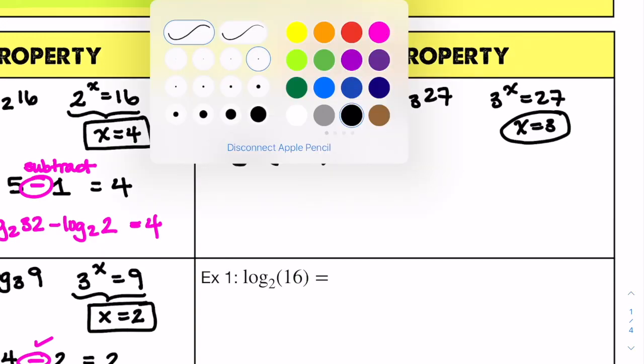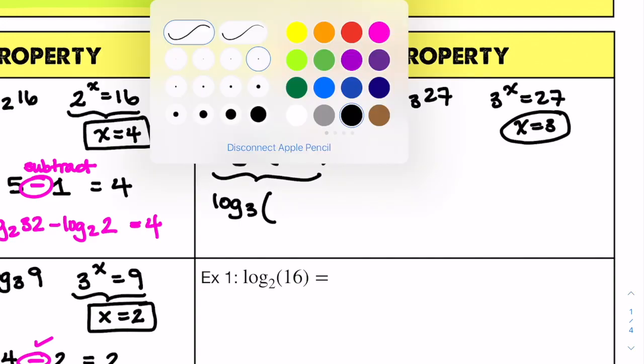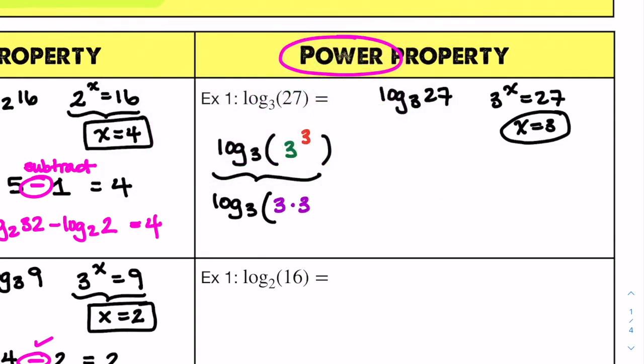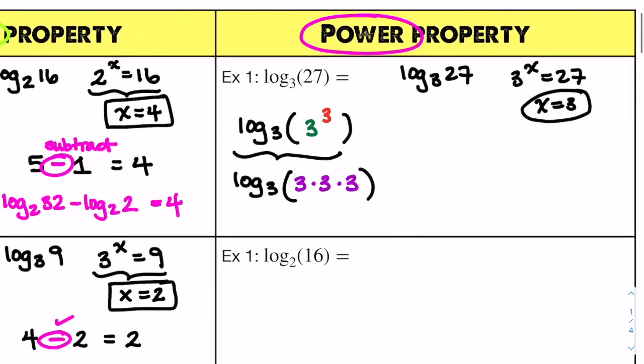I believe it's going to be 3 to the third power, right? And if you think about this, another way of saying this is just log base 3 of 3 times 3 times 3, right? So the power tells us how many multiples or how many copies of the number we have, and based off this earlier rule, the multiplication rule, it tells us when we have multiplication inside of a log, which we do right here, we can turn that into addition of separate logs.